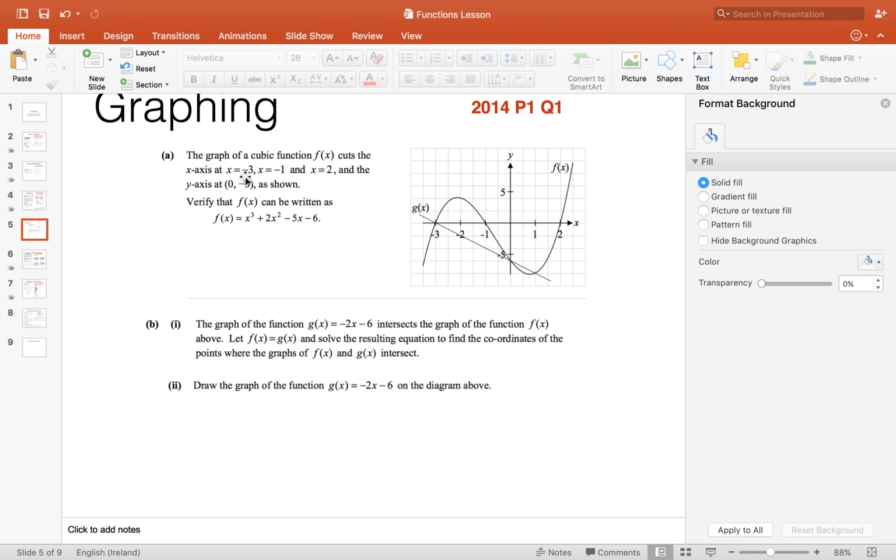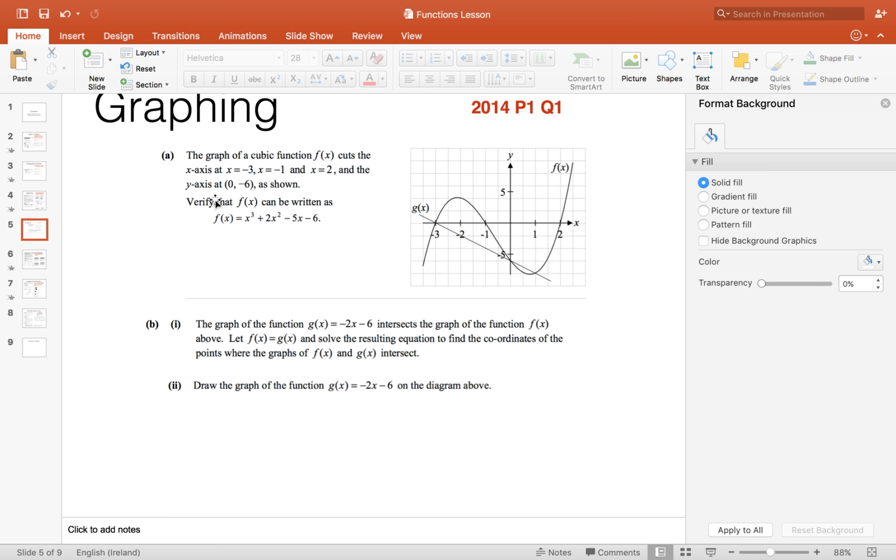Okay, and we see it cuts the x-axis at -3, -1, and -2. These are the roots. The values of x where a graph hits the x-axis are the roots of that function. It hits the y-axis at this point here, 0, -6.